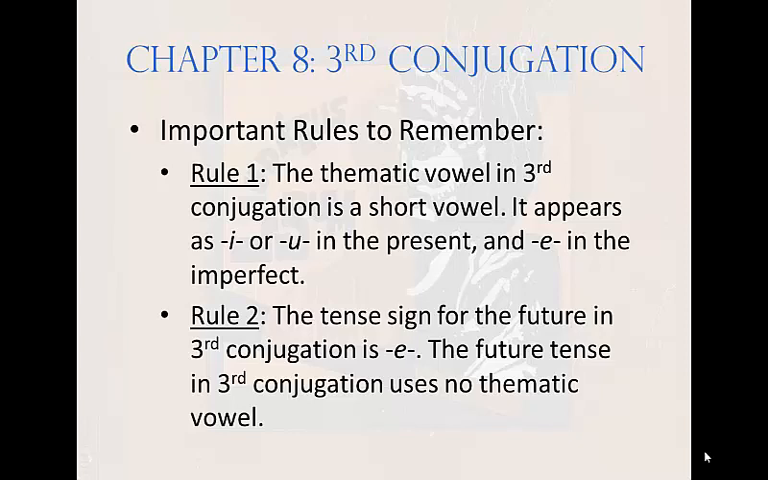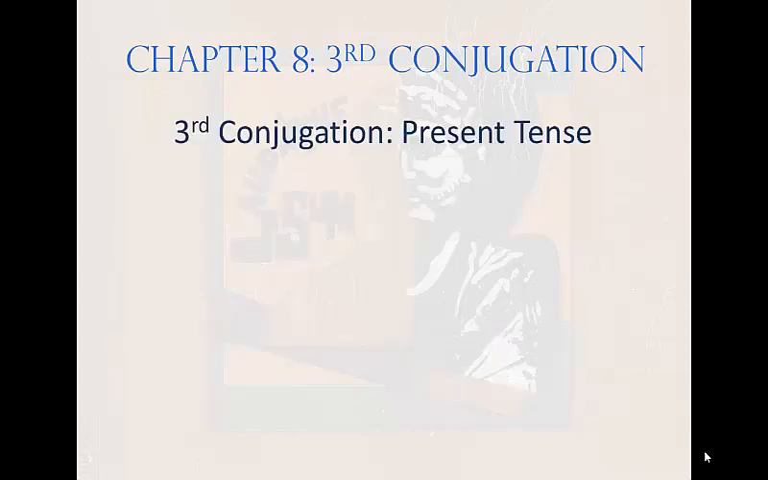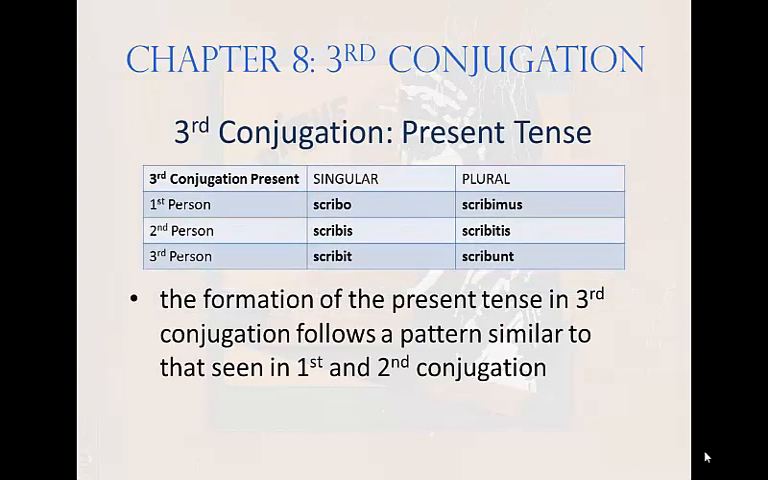As you can tell from that introduction, this is a relatively short chapter, which should come as a welcome relief. But it's not necessarily an easy chapter. Third conjugation has the most irregularities of the 4 conjugations in Latin. Here is an example of a third conjugation verb, scribo, which means write, conjugated in the present tense. Scribo, scribis, scribit, scribimus, scribitis, scribunt.